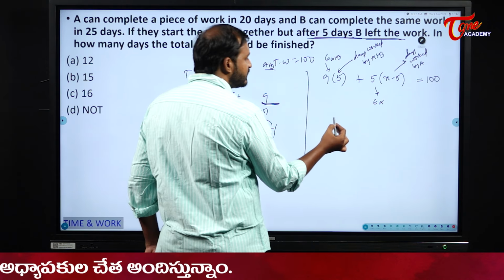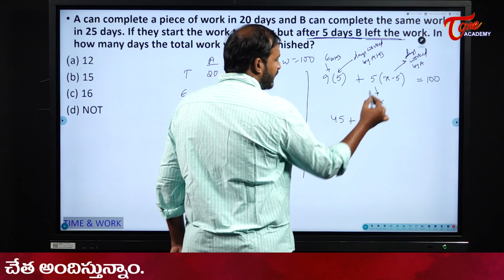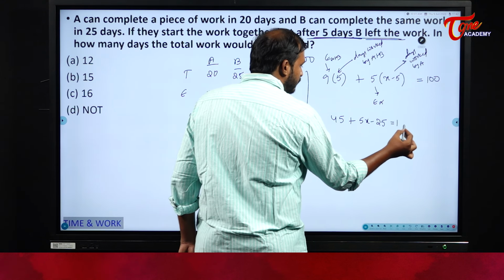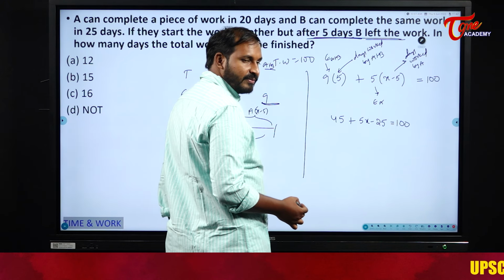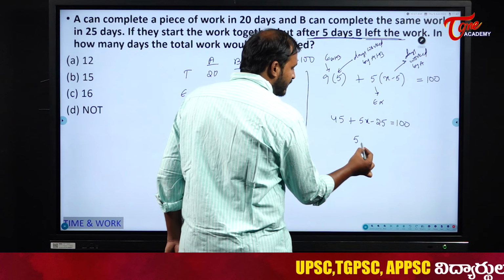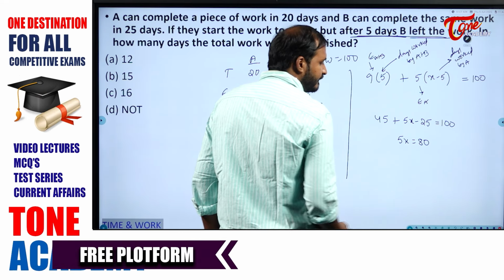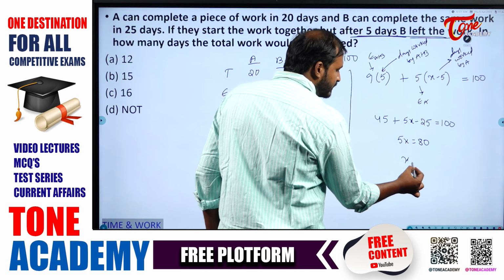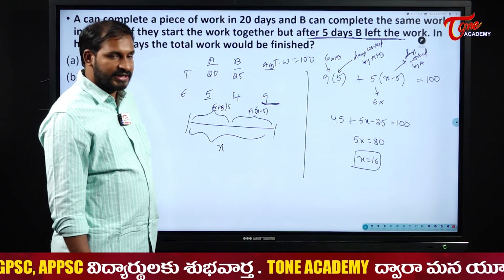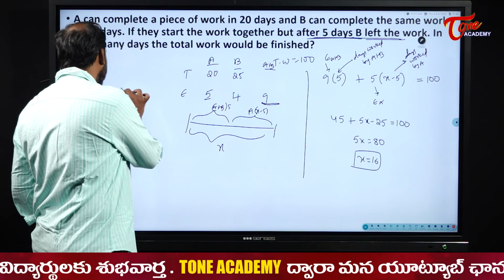So now 9 5s are 45 plus 5 into x, 5x minus 25, that is equal to 100. So 45 minus 25 it becomes plus 20. When I send to that side will become minus 20. So 5x will become what for me here overall? 80. So x value will become what? 16. That means in 16 days my total work will be finished.